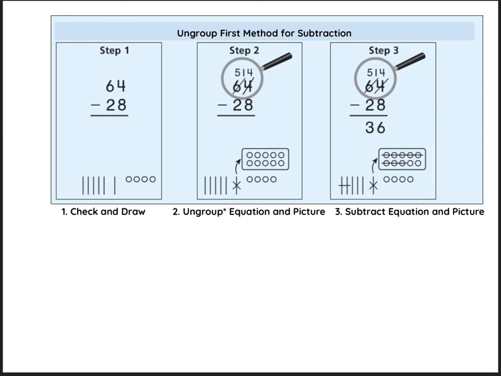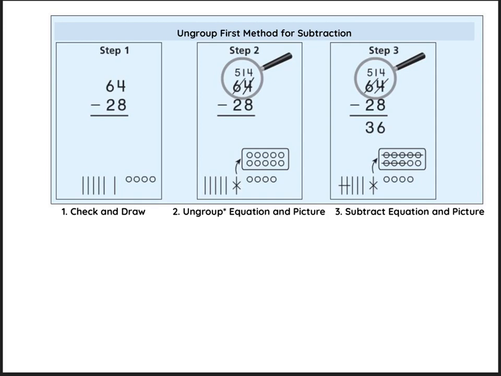This is the Ungroup First Method for subtraction. This is a great method to learn after you have learned the expanded method for subtraction, but before you learn the standard method for subtraction. It really helps you see what is happening when you cross out numbers in equations.